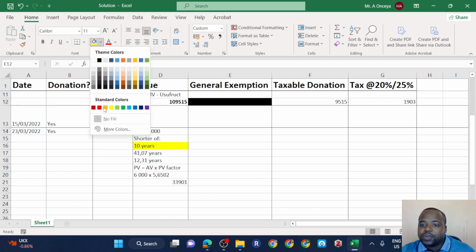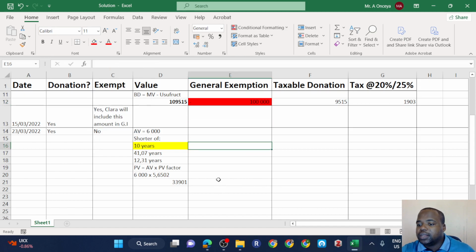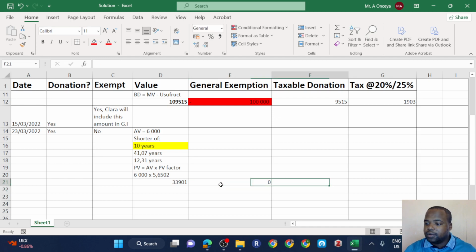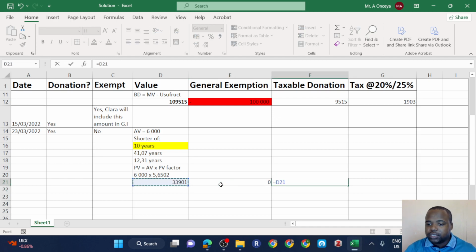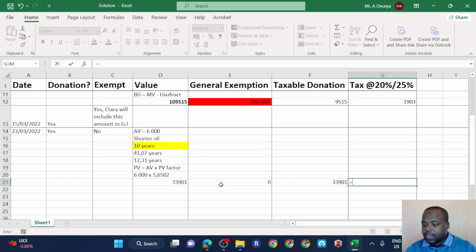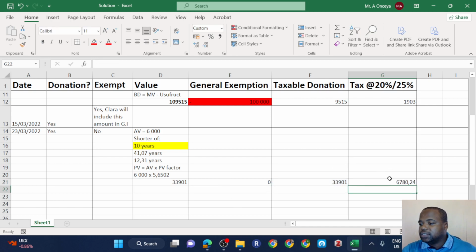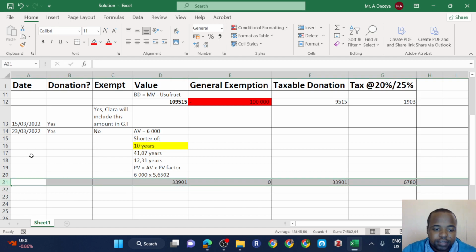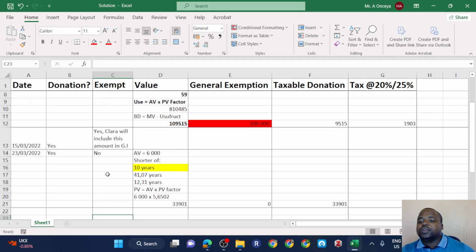Remember that we've fully utilized our general exemption. So here it's 0, and then our taxable donation is still the 33,901, and then you just multiply that by 20%, and you get 6,780 rands. Right, that's the value of the donation, and yeah, we are done with this part, and we move on to the next part.